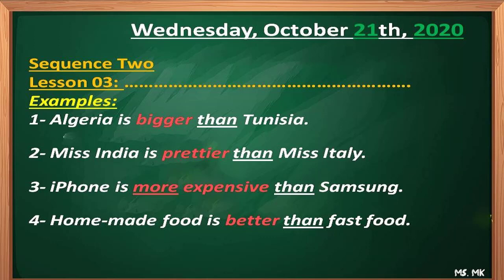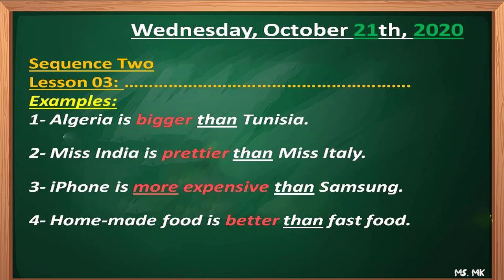So then, after writing the 4 examples, you explain to your pupils. So Algeria is bigger. So how was the adjective? It was big. Here you interact with your pupils. What did we add to big? ER. What about double G? Why did we add double G? And then in Miss India is prettier than Miss Italy. How was the adjective? Y at the end. Why did we omit the Y?